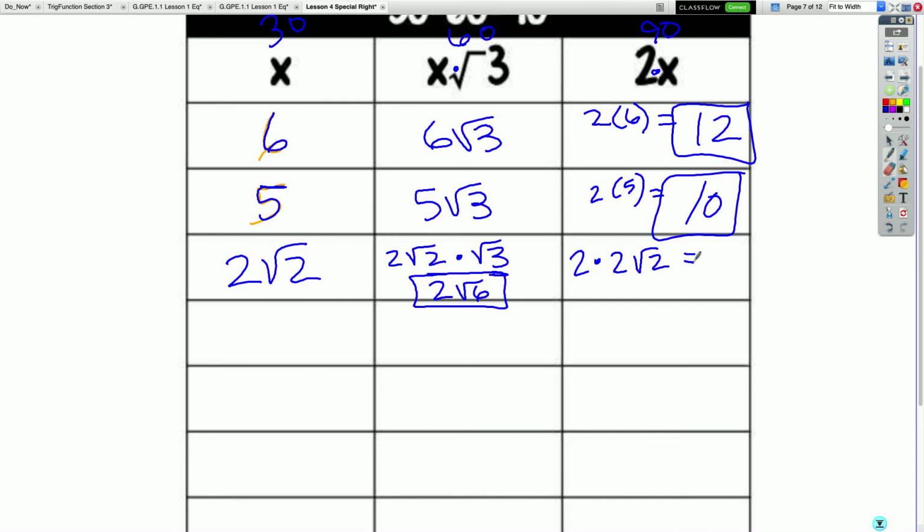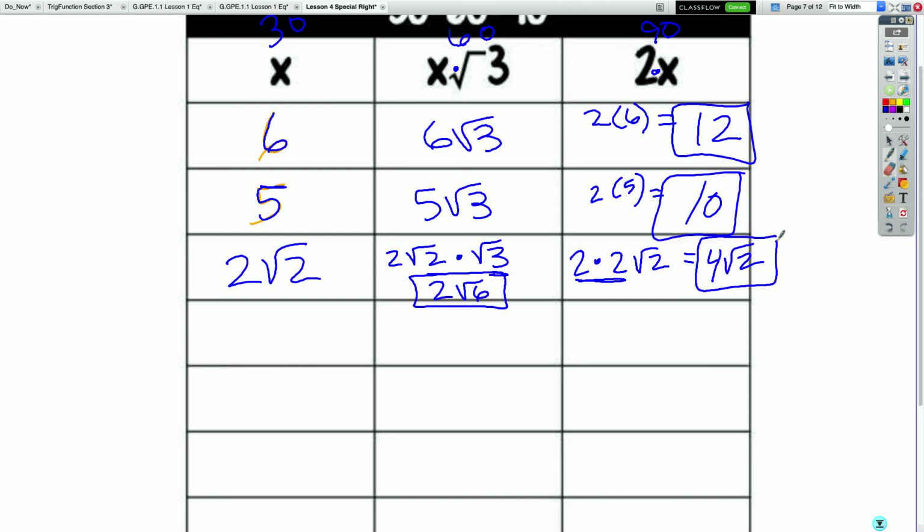Yeah, Carly? Oh, sure. Very good. So she multiplied these 2 together and got 4. And then if we don't have anything to combine it with, we just stick it on the other side. So 4 square root of 2.